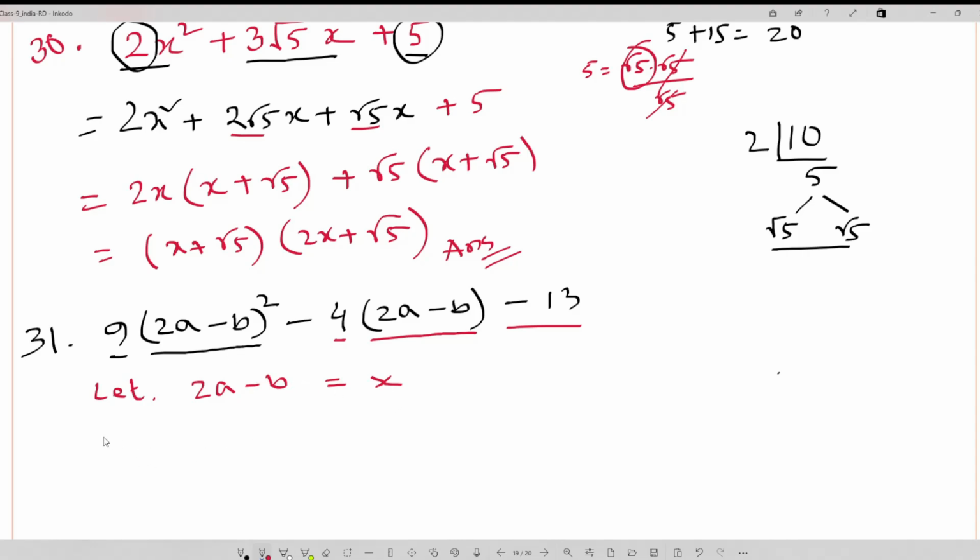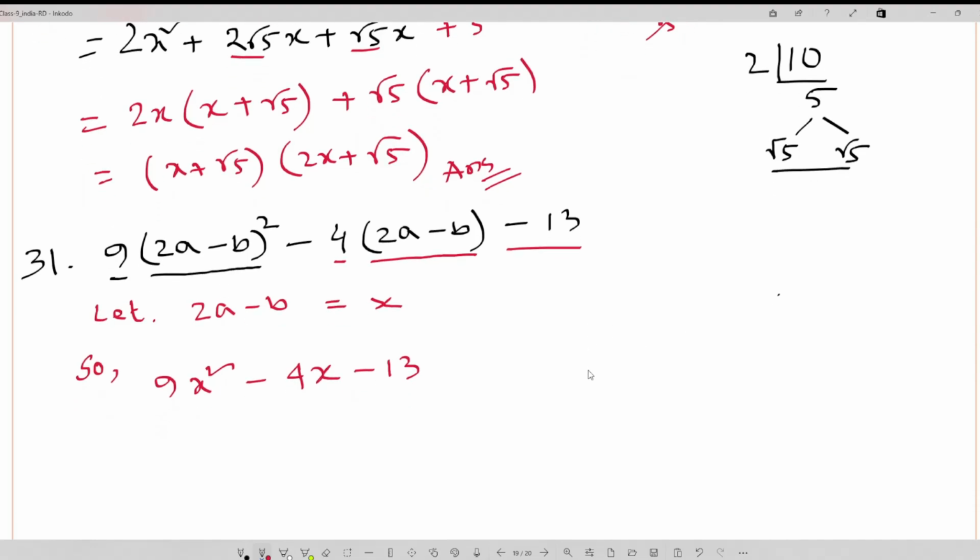Now we can write 9x square, because 9 is 9 and 2a minus b is x and whole square, so x square, minus 4x minus 13. Okay, now look, this 9 and 13, once we multiply, it will become 117, right?